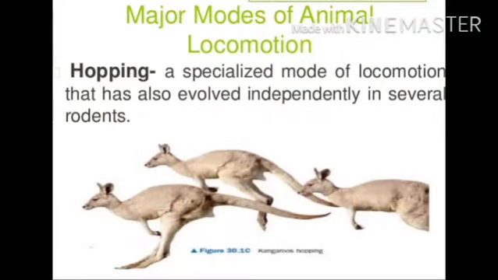Now the next type of locomotion is hopping, a specialized mode of locomotion that has also evolved independently in several rodents. Like the kangaroo uses two feet to jump. So the kangaroo uses its feet for locomotion by hopping.